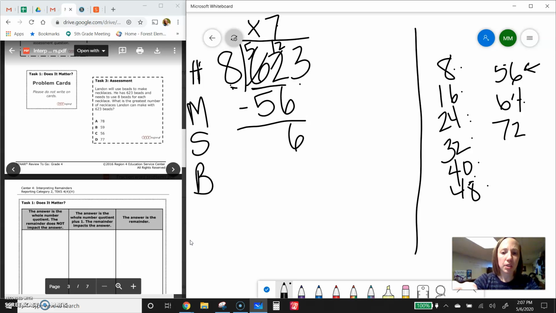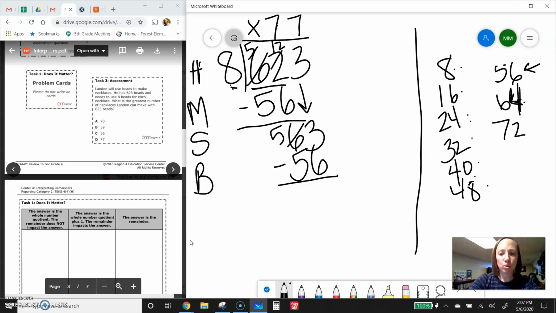Now I can bring down my next number, 63. 8 goes into 63. Well, again, 64 is too big, so I need to go to 56. So I have 7 times. 7 times 8 is 56. Subtract. Can't do 3 minus 6, so I need to borrow. 13 minus 6 is 7. All right, so I have 77 remainder 7.